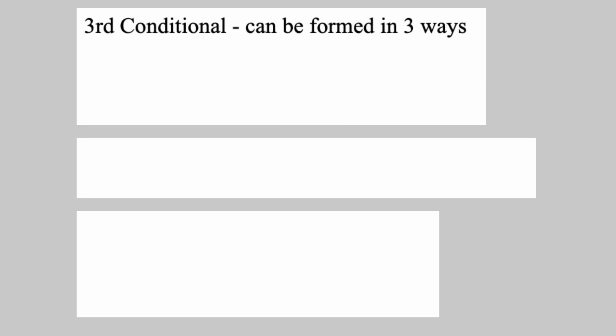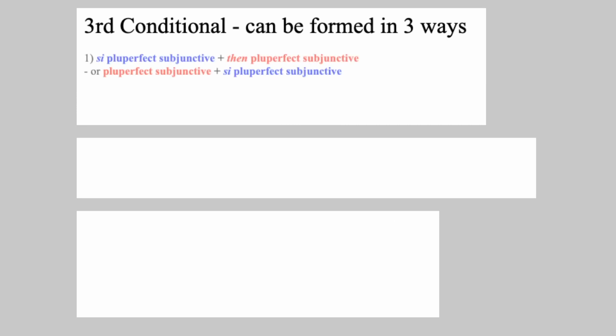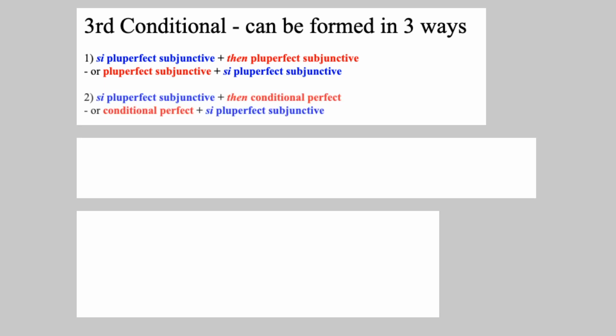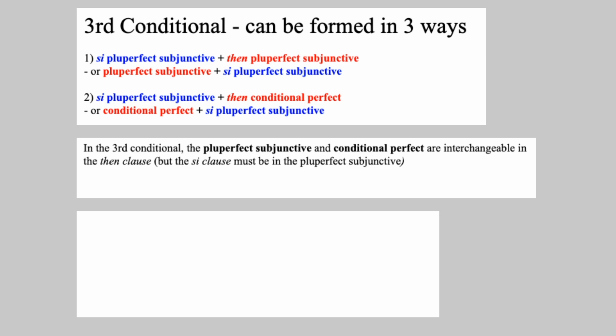The third conditional also has 3 constructions. It can be formed with 2 pluperfect subjunctive clauses, and secondly, it can have a pluperfect subjunctive if clause and a conditional perfect then clause. So in the third conditional, the pluperfect subjunctive and conditional perfect are interchangeable in the then clause, but the if clause must remain in the pluperfect subjunctive. So both of these constructions are interchangeable.